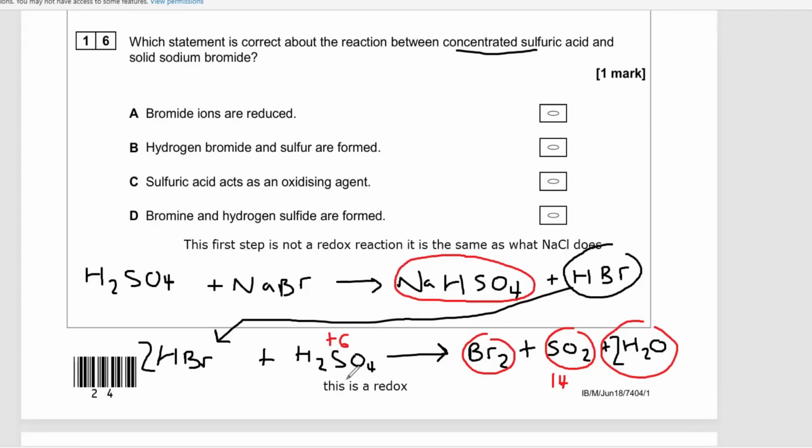Right, let's go through the answers. I'm waffling away and getting carried away down here. Right, bromide ions are reduced. No, look, -1 to 0. What's happened? It's lost electrons. It's become more positive. It lost that -1 to go back to 0.